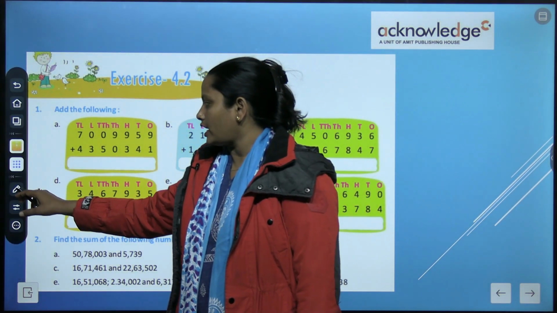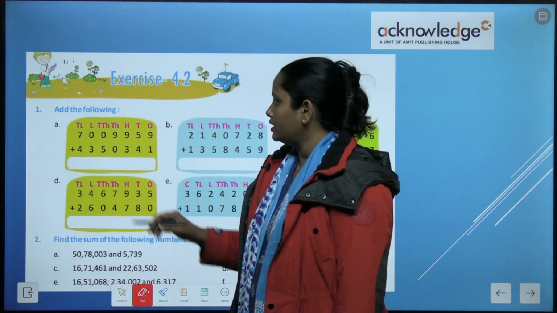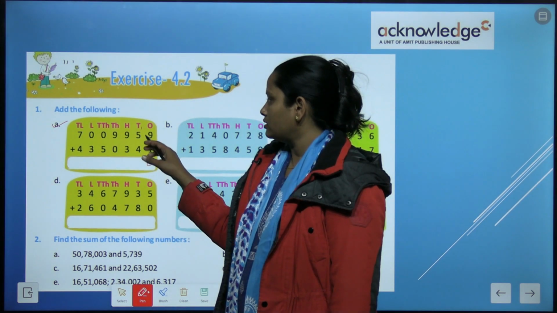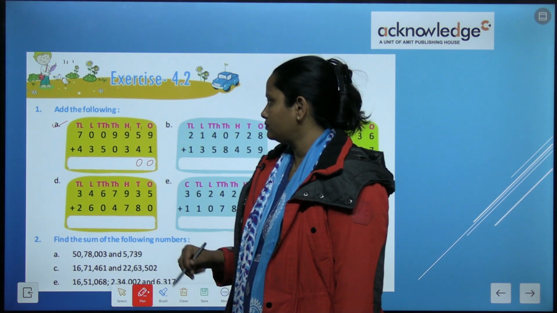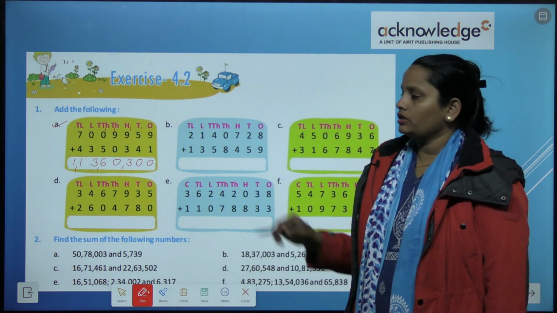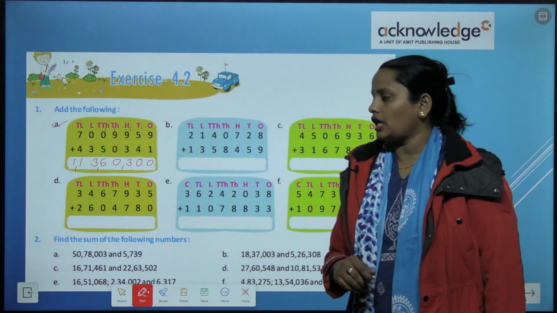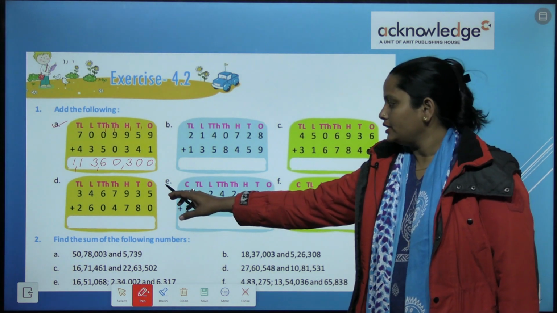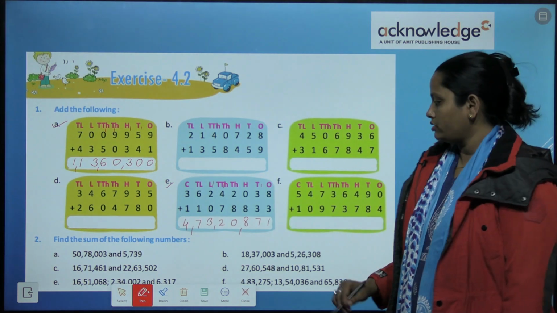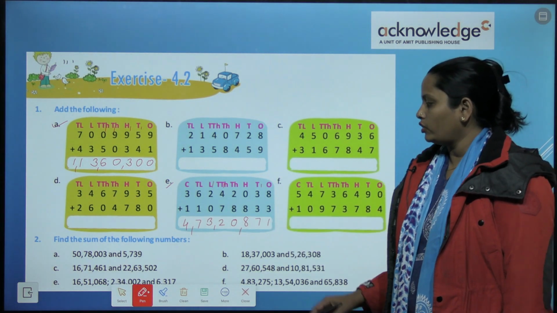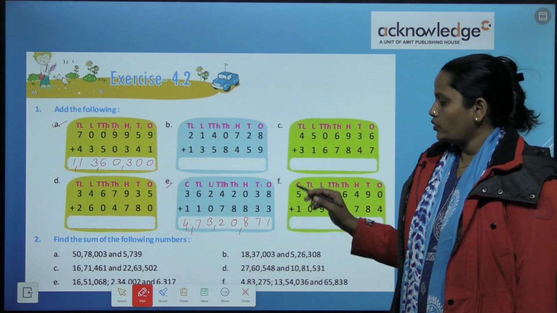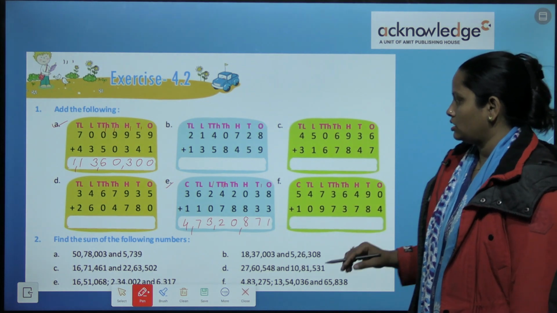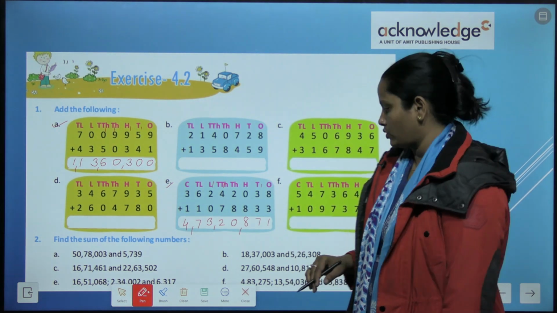Now let's do this exercise 4.2. Here let's add this one first. So 9 plus 1 is 10. 9. Next is again 10. So here the answer is 1,13,60,300. Now similarly let's do this E part. Let's do this E question. So children, here the answer is 4,73,20,871. So this is your answer. Similarly you have to complete the rest of the questions.